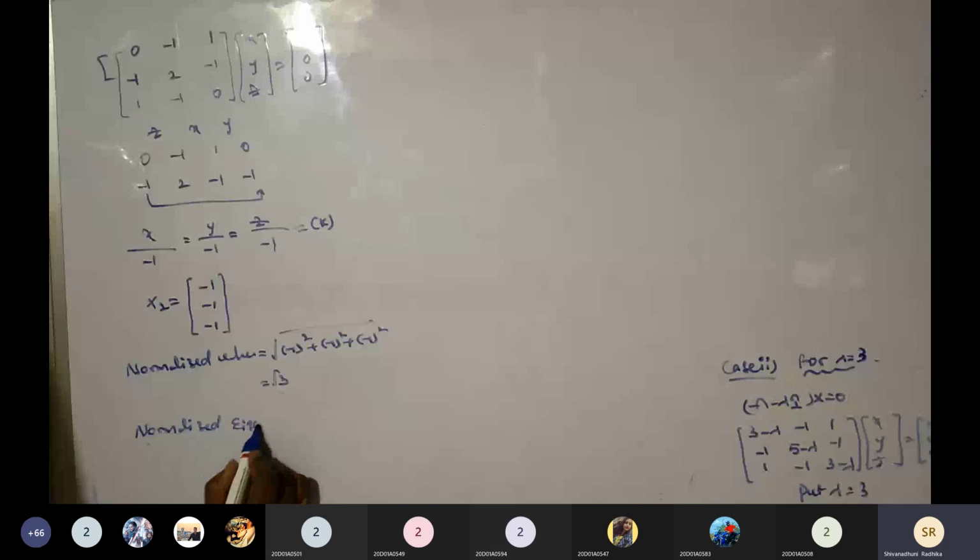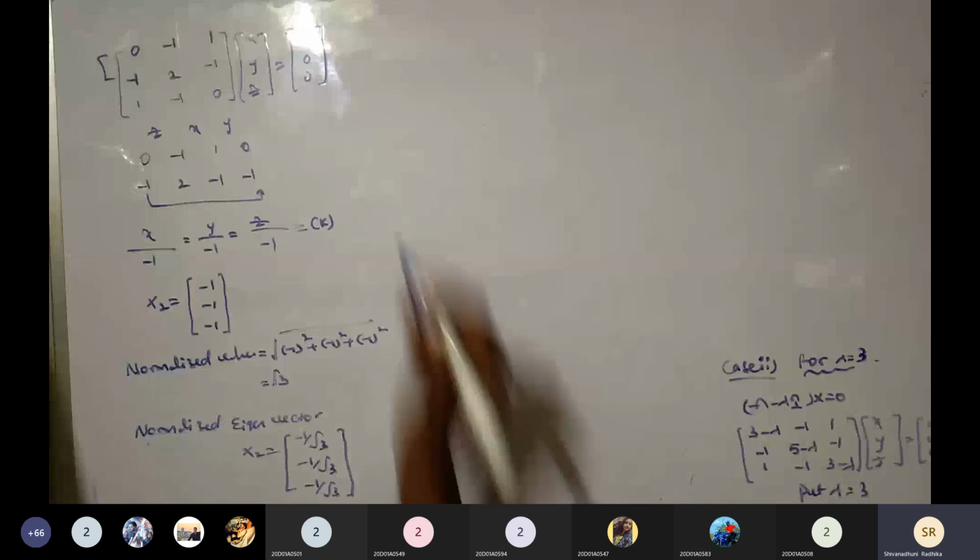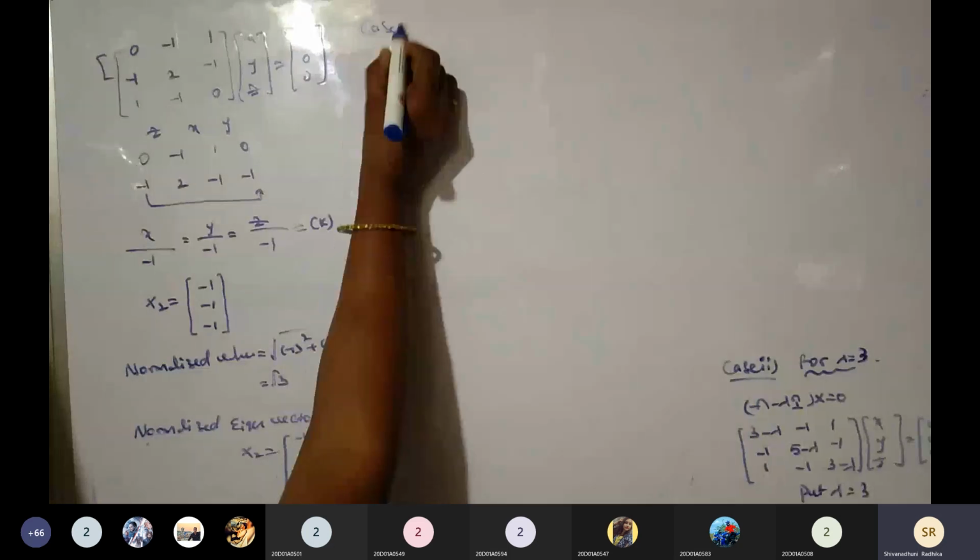Normalized eigenvector x2 is minus 1 by root 3, minus 1 by root 3, again minus 1 by root 3. The second case is totally completed. Now we are going to find the third case. Okay, go for case 3.